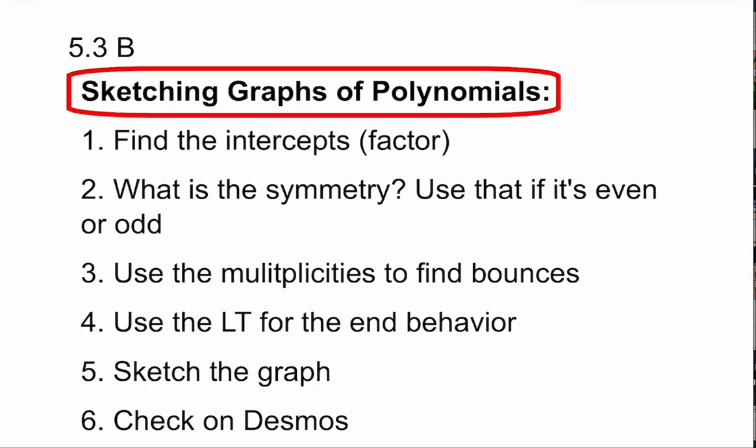Second thing you can look at is what's the symmetry. If it's even or odd, you could talk about, is it going to be symmetric about the y-axis? Can I flip it and turn it around the origin? Let's use the multiplicities to think if we have any bounces. What's the lead term telling us about the end behavior? You may have to plug in some points to actually sketch the graph, and then check it on Desmos. Now, you can't use Desmos on a test, but you can definitely check your work on Desmos.